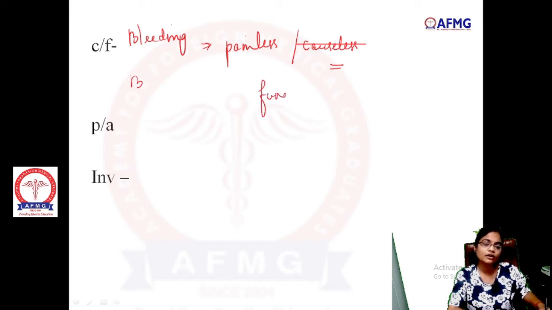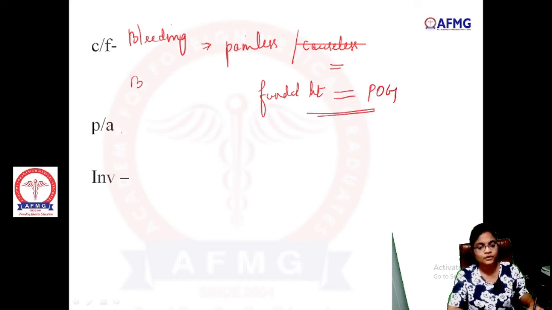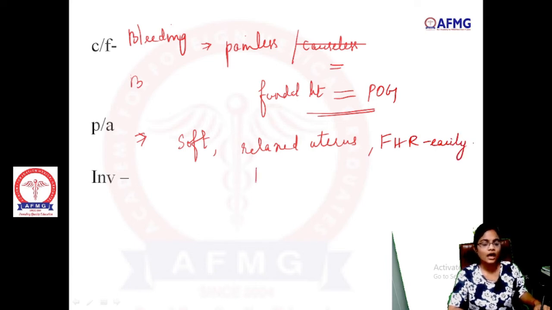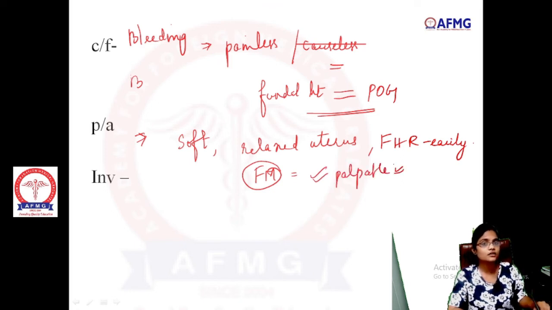And usually the fundal height, when you check per abdomen, will be equal to the period of gestation. That is also important. Per abdomen, you can see a soft, relaxed uterus, and you can feel the fetal heart easily. Fetal movements are easily palpable. In what condition can the fetal heart rate decrease? In the Stallworthy sign, where there is compression of the placenta.